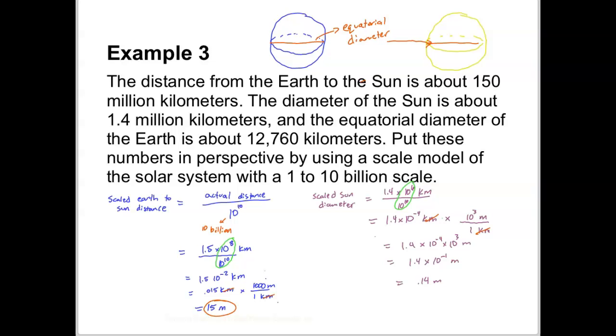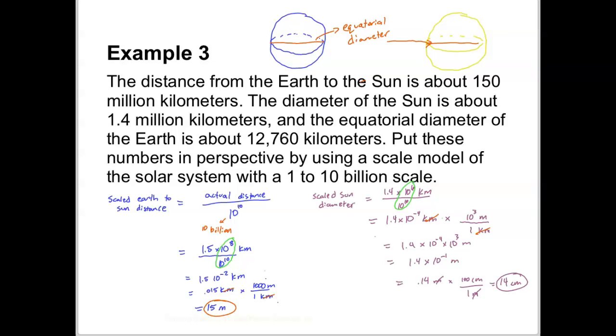Again, 0.14 meters, you can probably have some idea, but maybe if we put it in centimeters, it'll resonate even more. There are 100 centimeters in 1 meter. Cancel that. So that's 14 centimeters. Okay. So if we scale down the universe by 10 billion, the distance from the Earth to the Sun is 15 meters, which is like, I don't know, 3 car lengths, let's say 4 car lengths, something like that. And the diameter of the Sun is like 14 centimeters. So that's like a big beach ball, right?